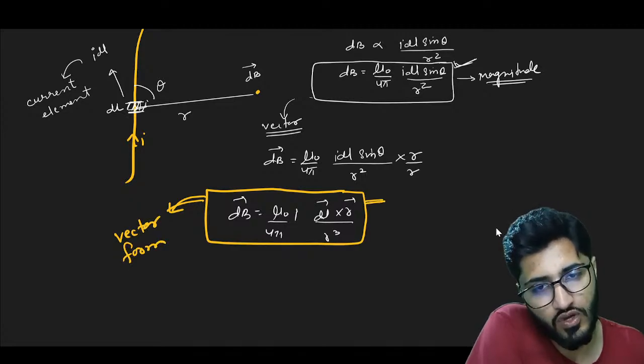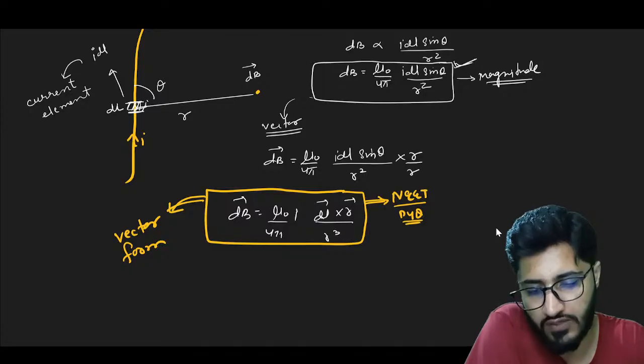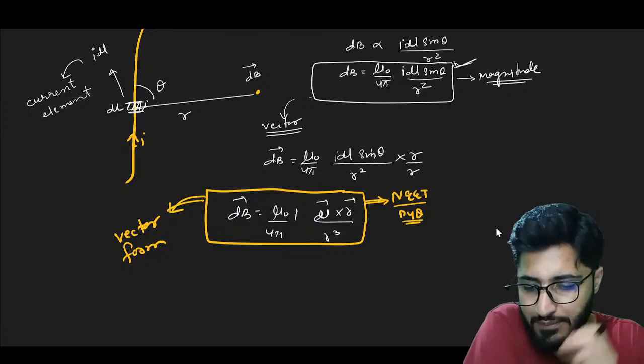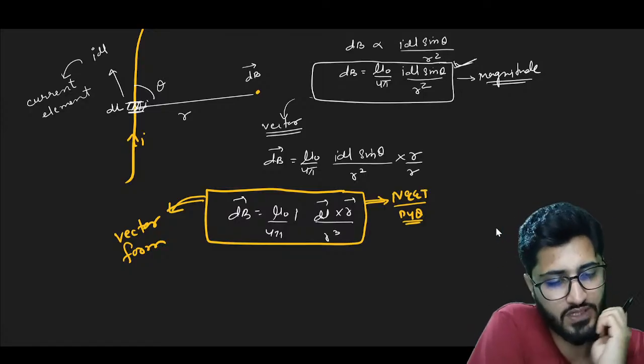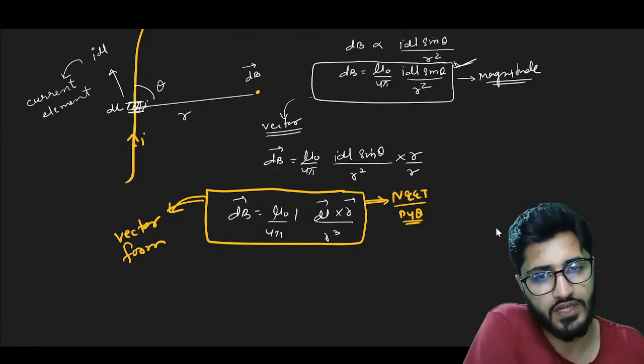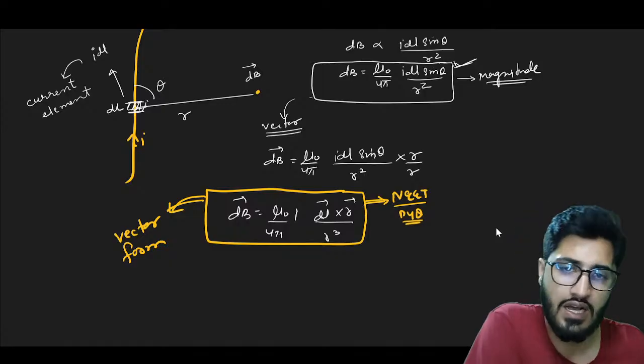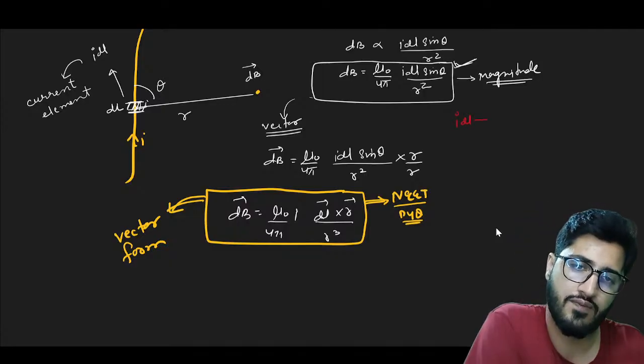And this was asked in your NEET. What is the vector form of Biot-Savart law? Simple statement was asked in your NEET examination. Done? Okay. So now, what is I dl? It is current element.